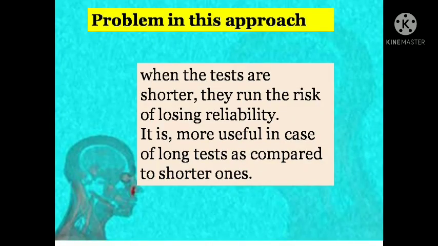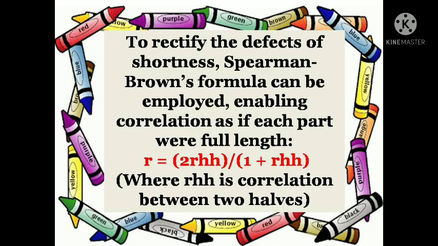Problems in this approach. When the tests are shorter, they run the risk of losing reliability. It is more useful in the case of long tests as compared to shorter ones. To rectify the defects of shortness, the Spearman-Brown formula can be employed, enabling correlation as if each part were full length. R is equal to 2 RHH by 1 plus RHH, where RHH is the correlation between the two halves.